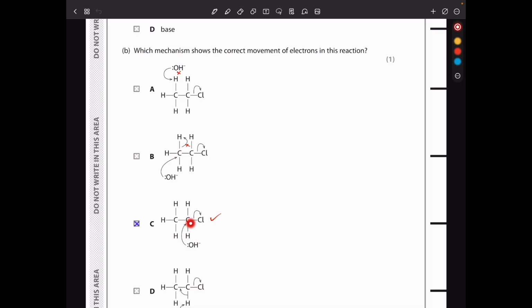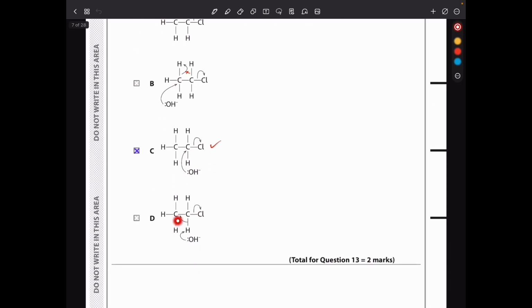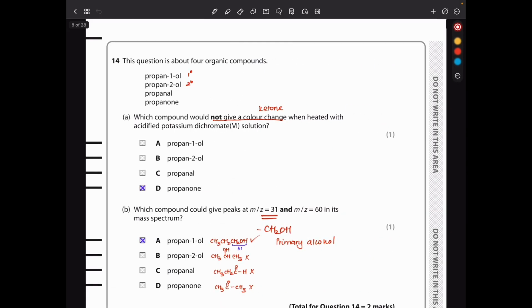Electrons come to the carbon that is electron deficient in this bond, correct? And this is also wrong, so the answer should be C. From here to this partially positive carbon, and then that bond breaks away.